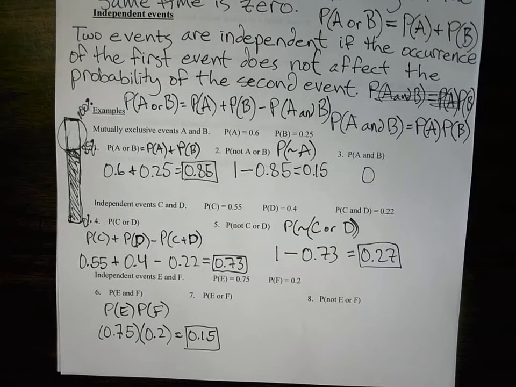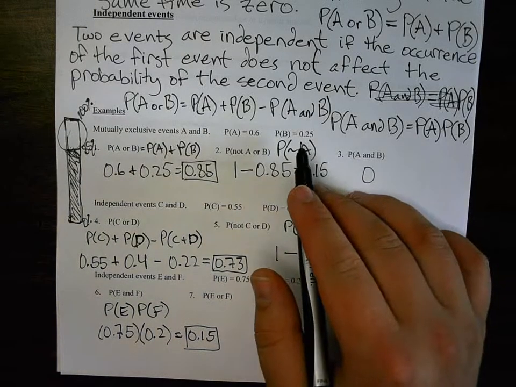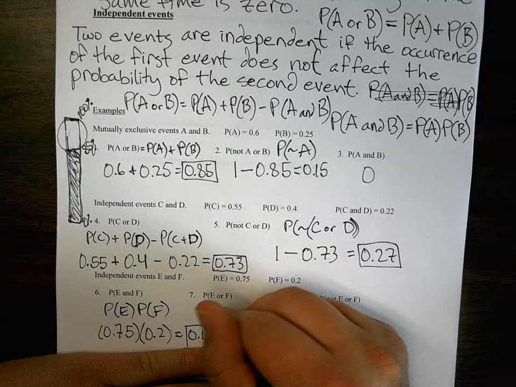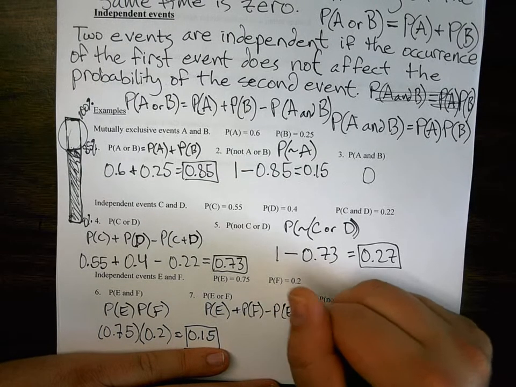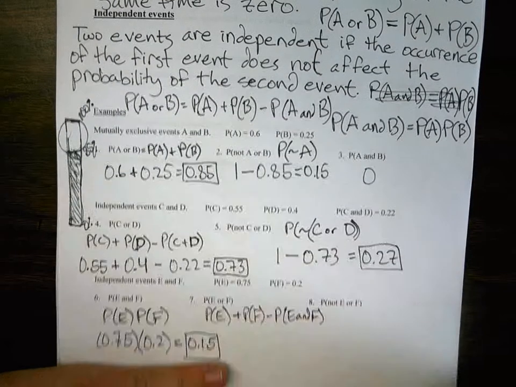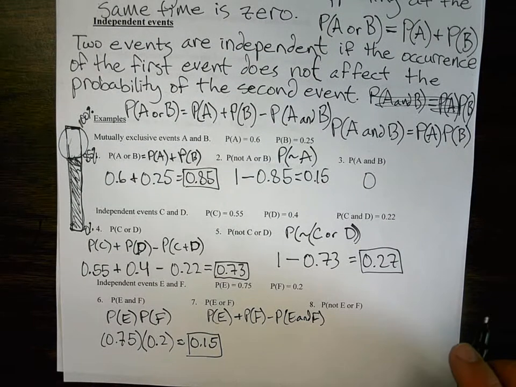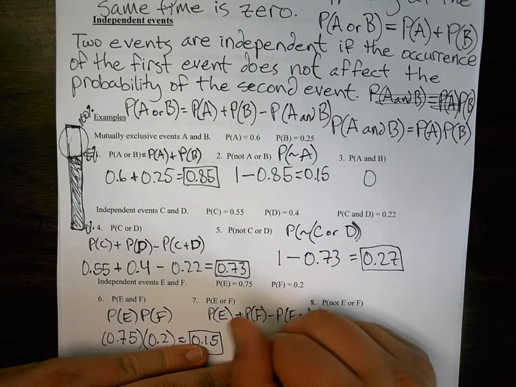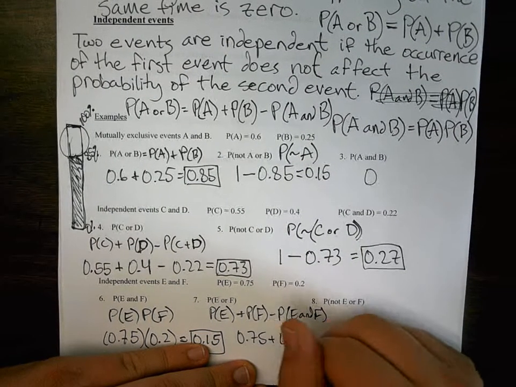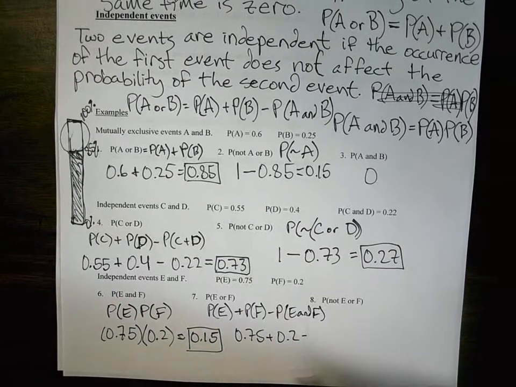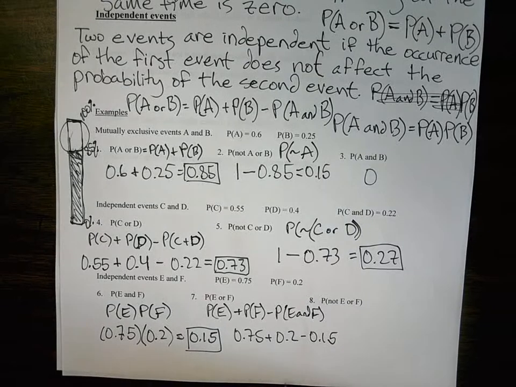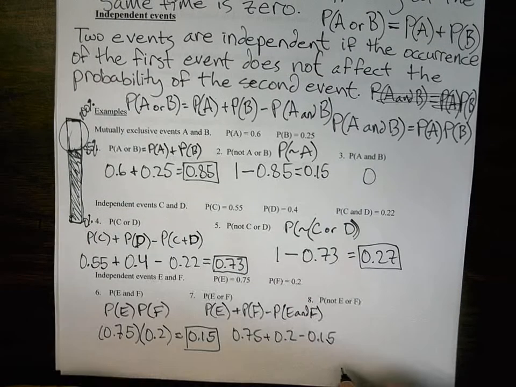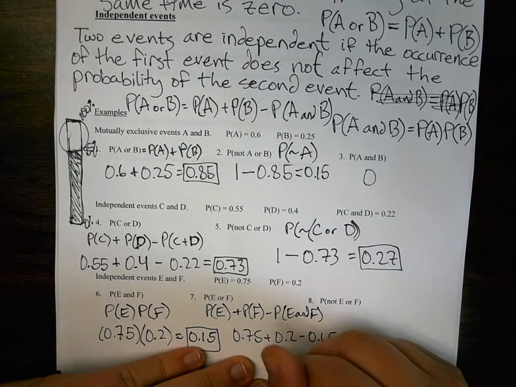Okay, number 7, the probability of E or F. Now we can use this big formula here. So we'll go the probability of E plus the probability of F minus the probability of E and F. Okay, the probability of E is 0.75, the probability of F is 0.2, and the probability of E and F, we just figured that out, 0.15. We'll add up 0.75 and 0.2, get 0.95 minus 0.15, yep, 0.8.